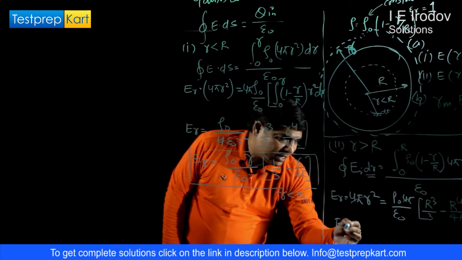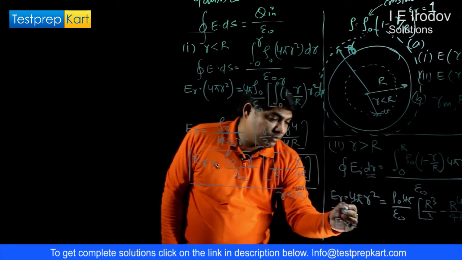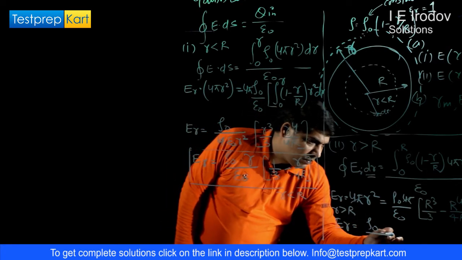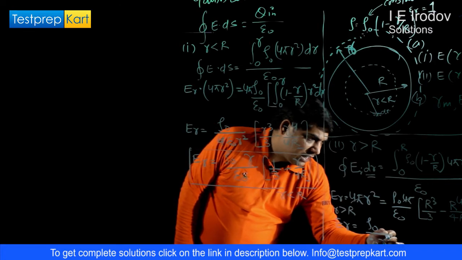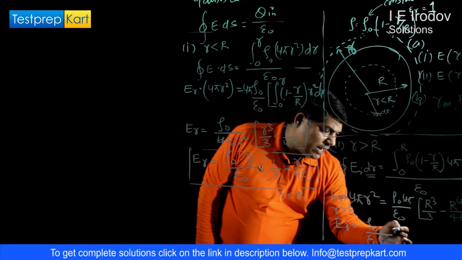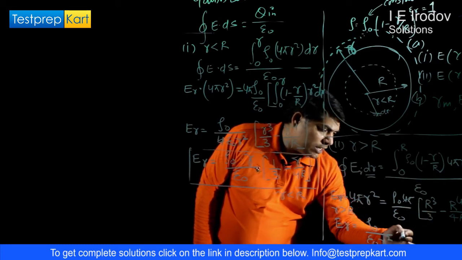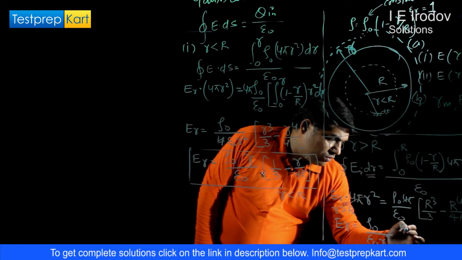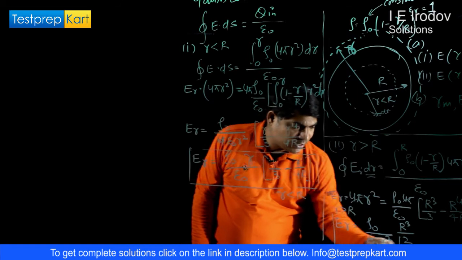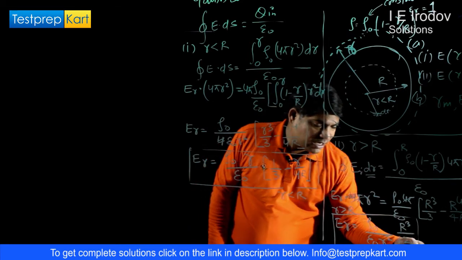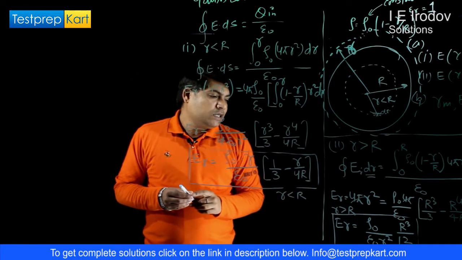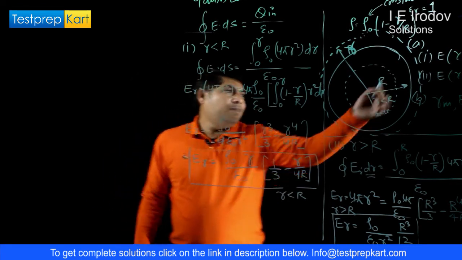So from here we get E for outside the sphere, when r is greater than R, equal to rho naught upon epsilon naught r square times (R cube by 3 minus R cube by 4), so it is R cube by 12. This is the expression for the electric field outside of this sphere. Now this is the answer of part A.